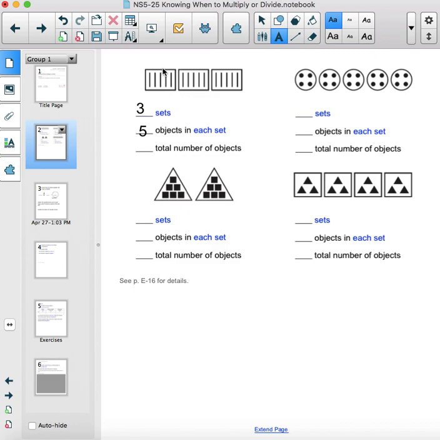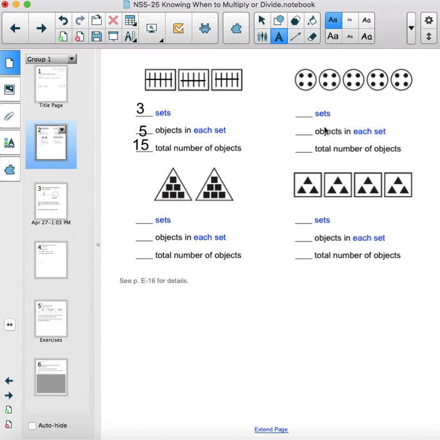And now I'm going to figure out what the total number of objects is. In order to do that, I'm going to count by 5s. I'm going to use a line here so I can tally. So 5, 10, 15. I'm guessing you can go faster than that. And I'm going to write that down here.